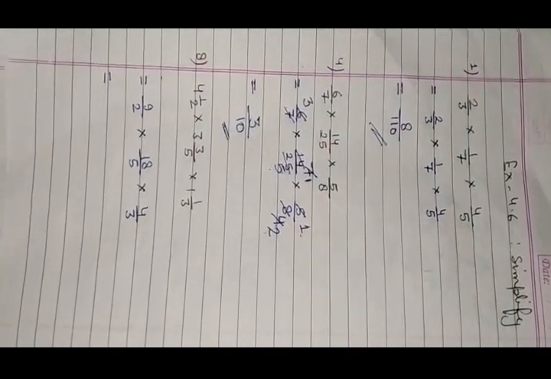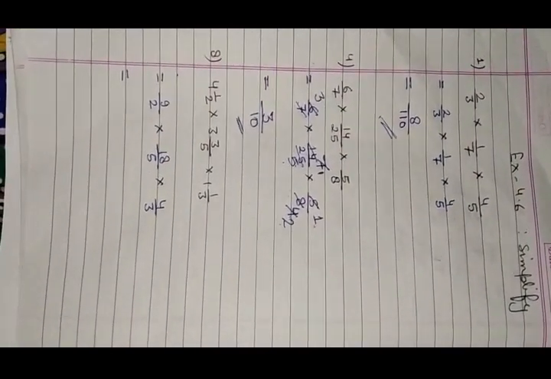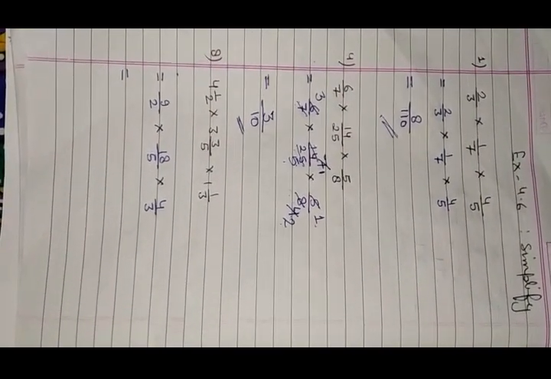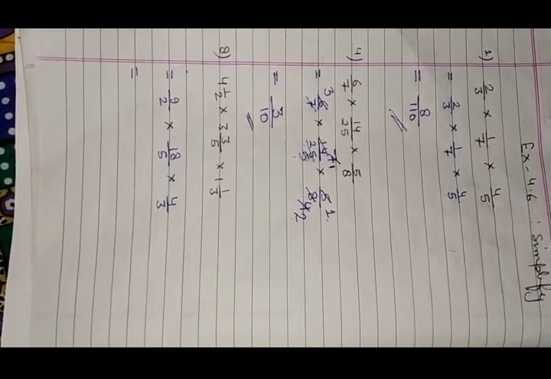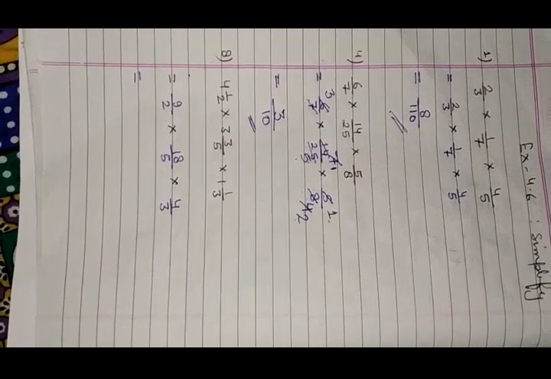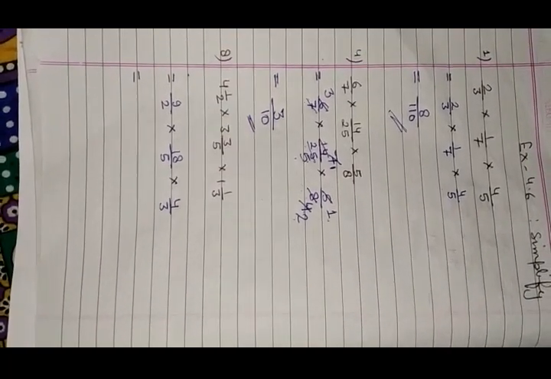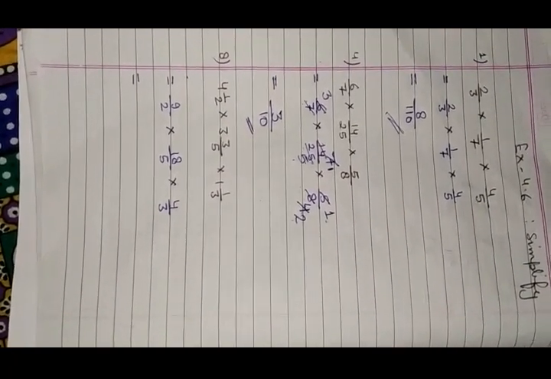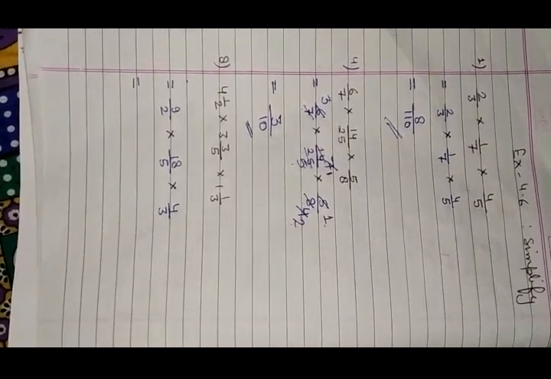Now question number 8. 4 1 by 2, 3 into 3 3 by 5 into 1 1 by 3. Convert these mixed fractions into improper fractions. 9 by 2 into 18 by 5 into 4 by 3. Now start cancelling out the common factors.